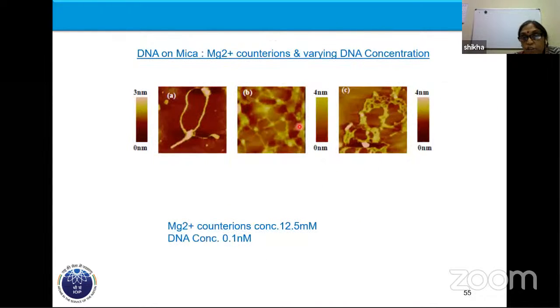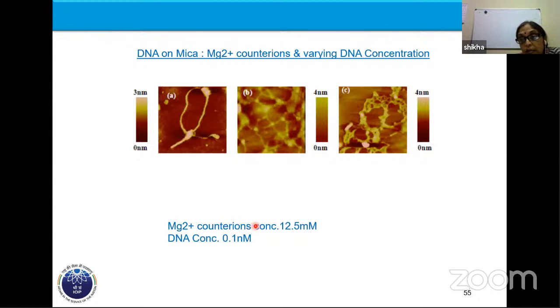DNA can show a variety of morphologies on any surface. It can look like this cord type, which is what we usually know, or it can look like a single monolayer, or like a fractal circular structure. And this depends on two parameters. One is the DNA concentration, and second, the counter ions.